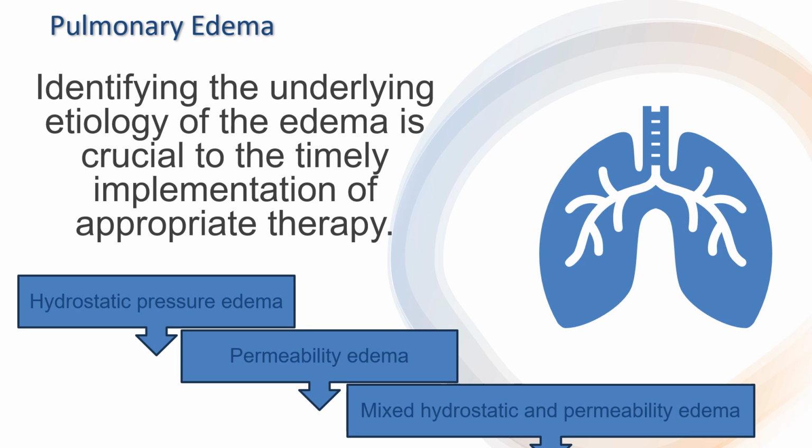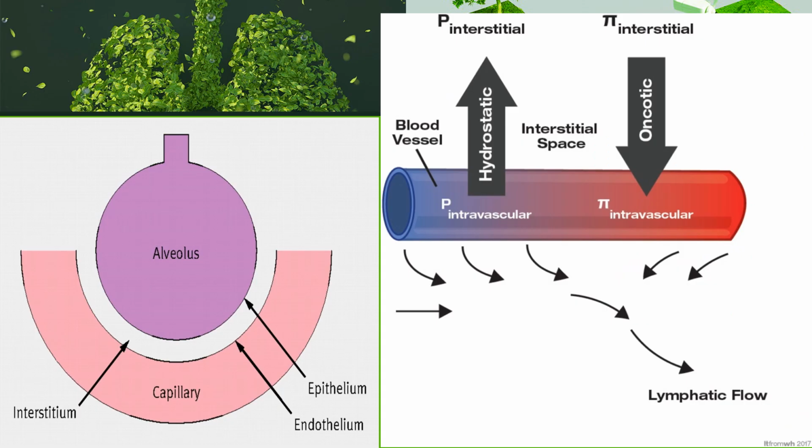Physiologically and pathologically, it is divided into three types: cardiogenic pulmonary edema, or volume overload pulmonary edema, resulting from rapid elevation in hydrostatic pressure in pulmonary capillaries; non-cardiogenic pulmonary edema, resulting from increased capillary permeability, called permeability edema; and the third type, mixed hydrostatic and permeability edema, which is a combination of both conditions. We will go to the chest x-rays of pulmonary edema.